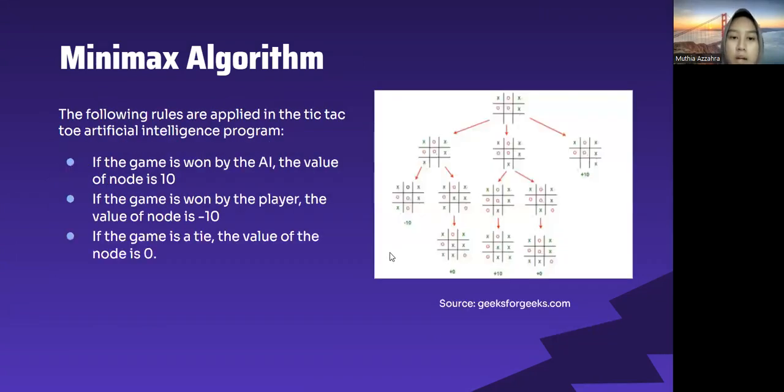The following rules are applied in the tic-tac-toe artificial intelligence program. There are 3 points. Number 1 is if the game is won by the AI, the value of the node is 10. The second one is if the game is won by the player, the value of the node is minus 10. And if the game is a tie, the value of the node is 0. And for a clearer example, we can see from the picture here on the slide.